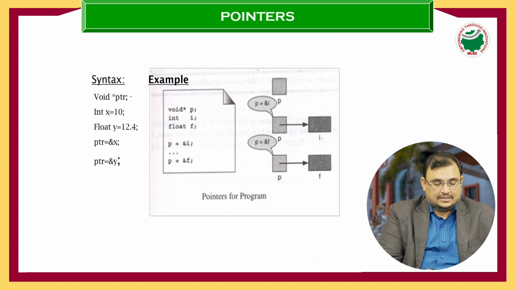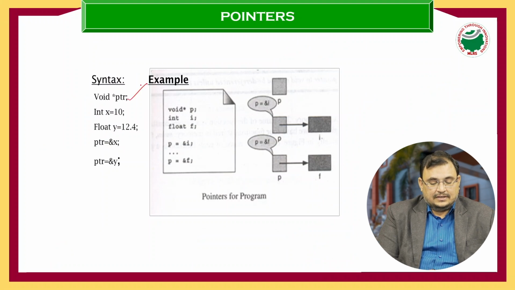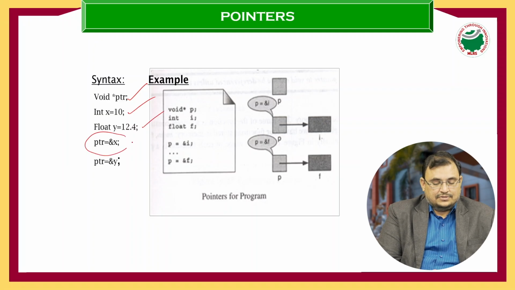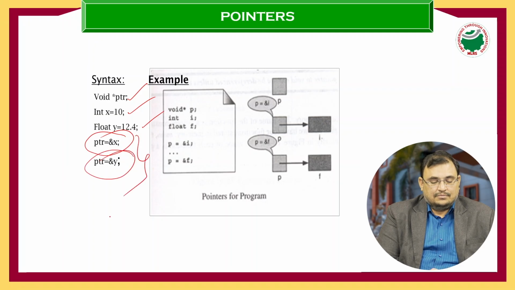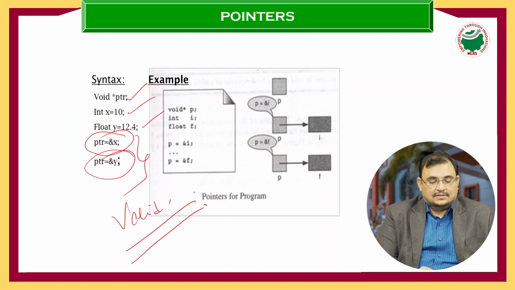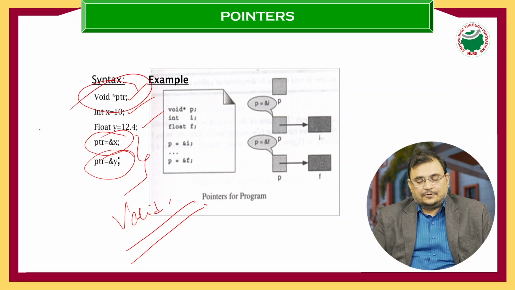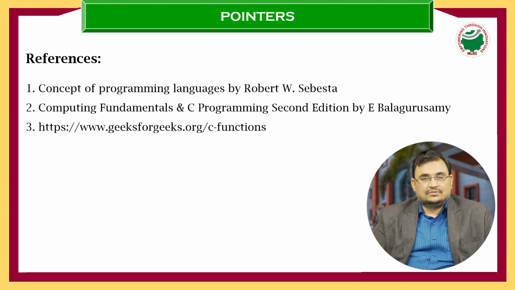So for example, you can consider here, void star ptr you are declaring as a generic pointer. x is an integer variable, y is a floating point variable. Sometimes you can assign ampersand x to ptr, sometimes you can assign ampersand y to ptr. Both are valid because ptr is a generic pointer. So normally an integer pointer can point to an integer variable address, a floating point pointer can point to a floating point address, but a generic pointer can point to any type of address. Hope you understand. So this is all about pointers.